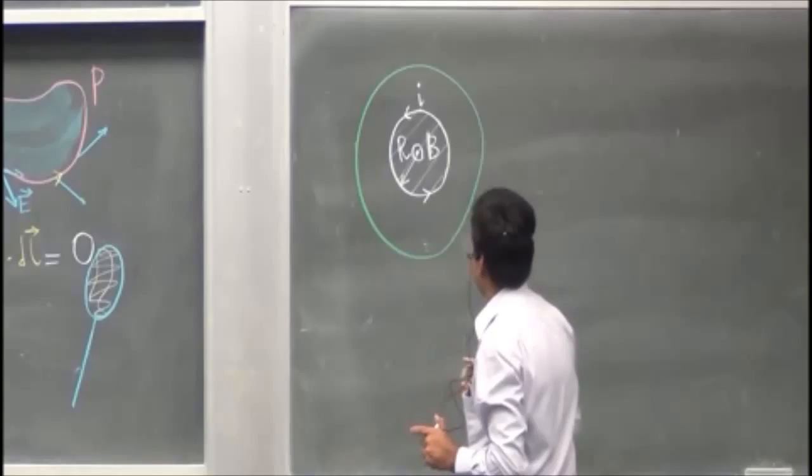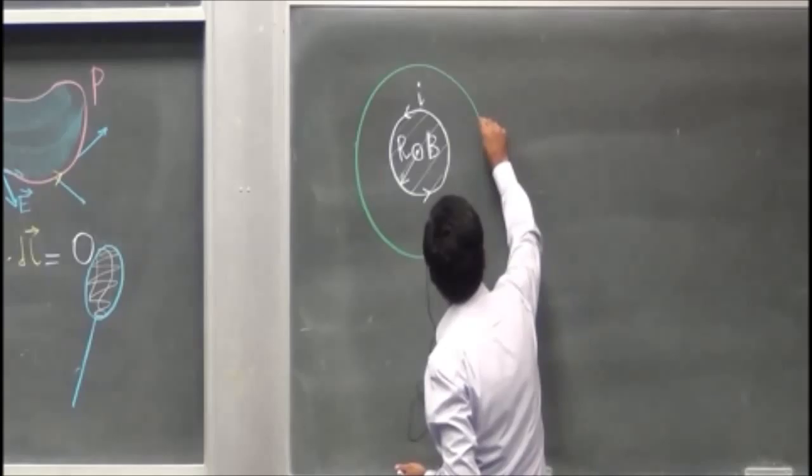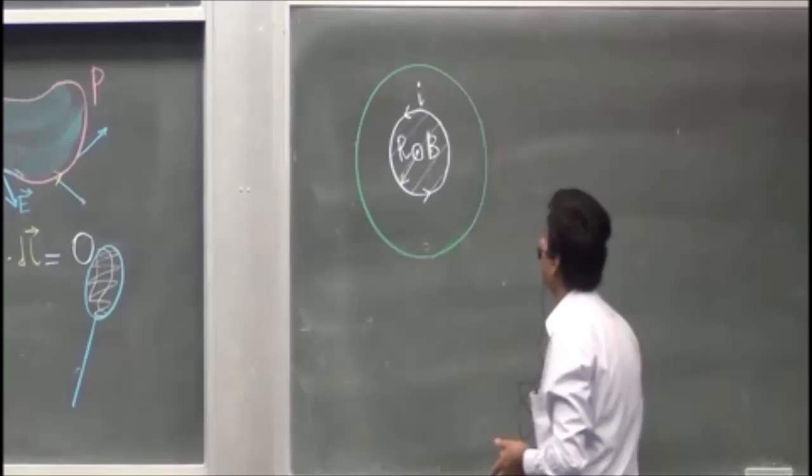Magnetic field sirf iske andar hi hogi na. Chahe current kam ho jaye, bahar jaye, magnetic field bahar nahi leak out karke ja sakte, magnetic field. Ye bada important point hai. Achha.